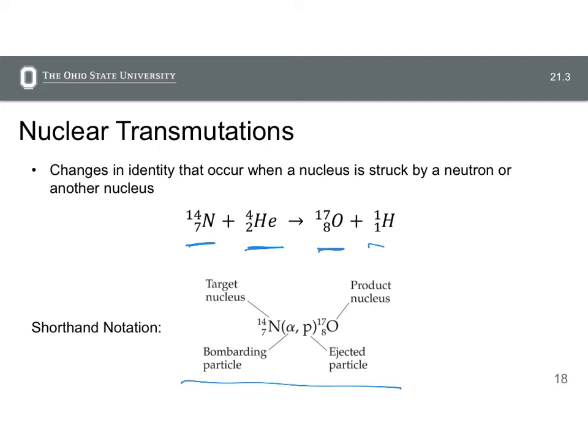So we would write the target nucleus, which is what's being struck by the smaller particle, or maybe even gamma radiation. And then in parentheses, we would put the bombarding particle, and then an ejected particle, followed by a product nucleus. So the things that are outside of the parentheses are the larger nuclei before and after reaction. And then inside the parentheses are going to be bombarding particles and particles that are ejected.